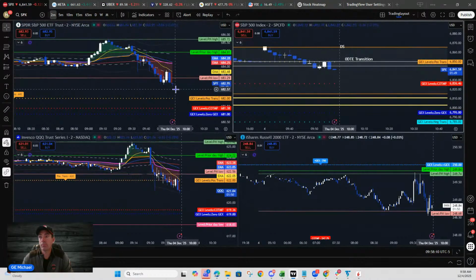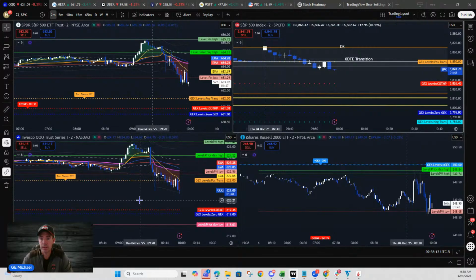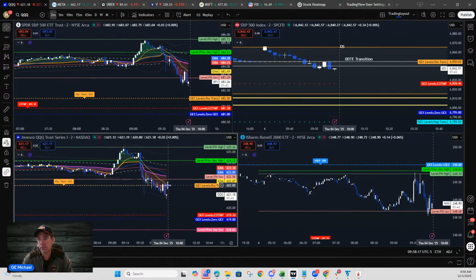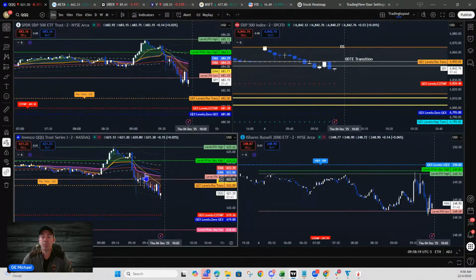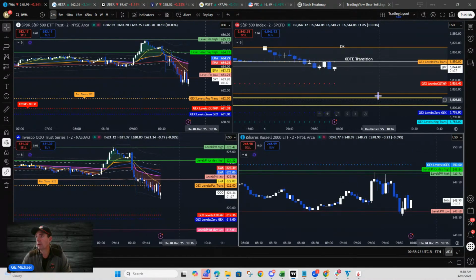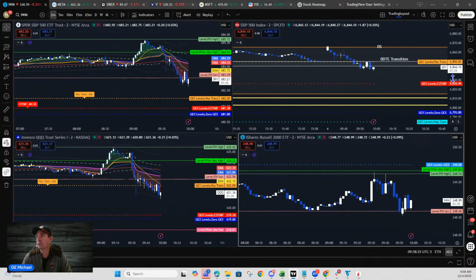So SPY there below the pre-market low, still above P-trans though. Qs are below P-trans, so it's a little bit more cautionary. These are just moving averages and VWAP I have on here. Doesn't really matter. But again, key level here is this transition area.